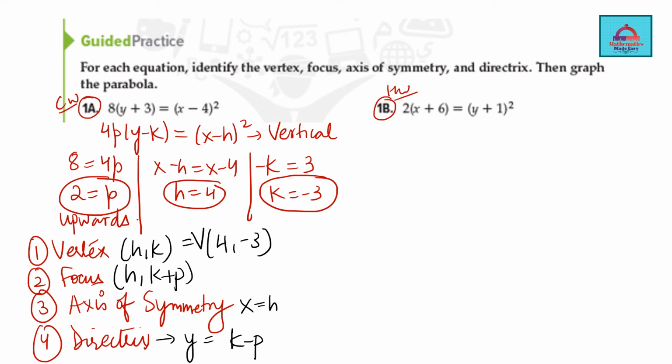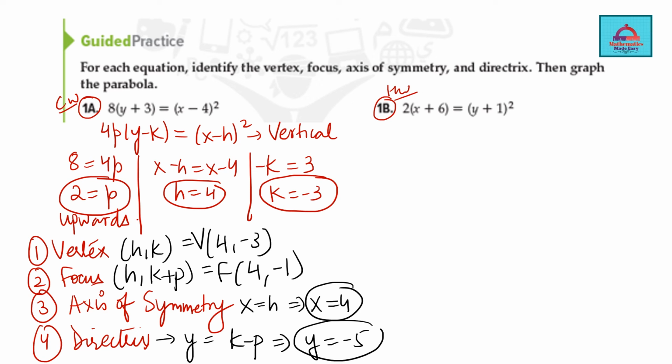So this is my capital V. This is my F. So h is having same x coordinate, you can see. And what is the difference in y? K plus p. So minus 3 plus 2 means it is minus 1. X equal to h means x equal to 4. Y equal to k minus p. So when I do k minus p, it is minus 3 minus 2. So y equal to minus 5. So we have got all four things now. Last part, vertex, focus, axis, directrix is done.